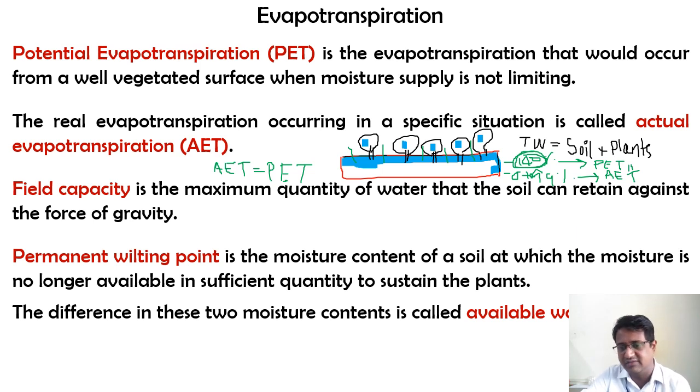Now the next terminology that comes is field capacity. It is the maximum quantity of water that the soil can retain against the force of gravity.